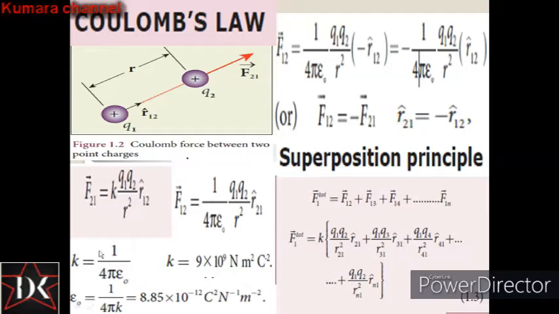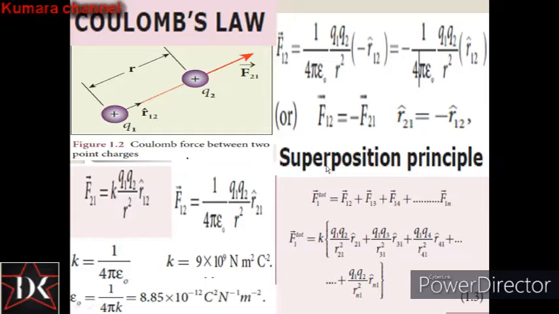Here the constant k was found to be 1 by 4 pi epsilon naught, where epsilon naught is known as the permittivity of free space or vacuum. This describes the capability of free space or vacuum to allow an electric field. What is an electric field? It is the space around a positive charge where a charge would experience a force. We will discuss electric field later.